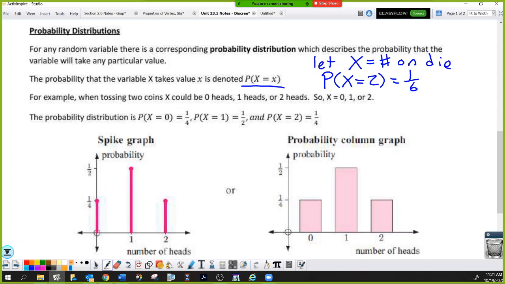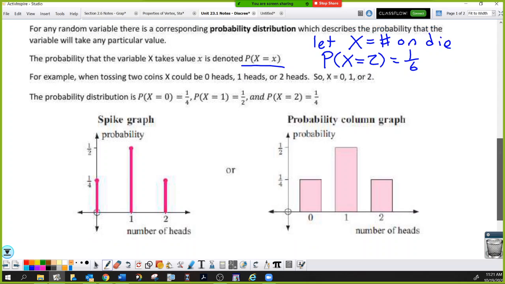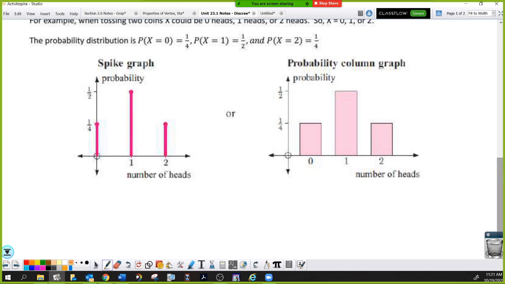If you're flipping 2 coins, technically there's 4 outcomes. We've done this before. Like if you do a 2x2 grid, you have 4 outcomes. So the probability that x equals 0 is 1/4. The probability that x equals 2 is 1/4. That means the probability that x equals 1 has to be the rest, 1/2. We can show off these probabilities in 2 different kinds of graphs. We can either use a spike graph, or we could use a column graph.